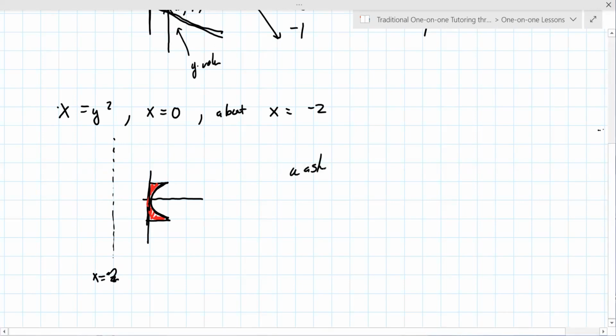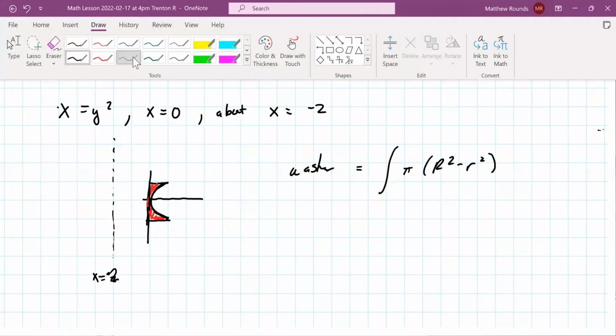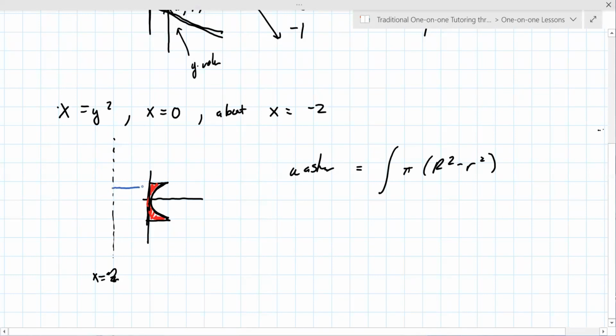Okay, so your washer formula is integral from whatever bounds pi big R squared minus little r squared. So your big R is the distance from, so I'm trying to grab another color here. It's the distance from this here. So it's all the way to the curve. Okay, so your big R this time is y squared, because that gives you the distance to the axis, but then you have to add 2 to it because of this right here. Okay.